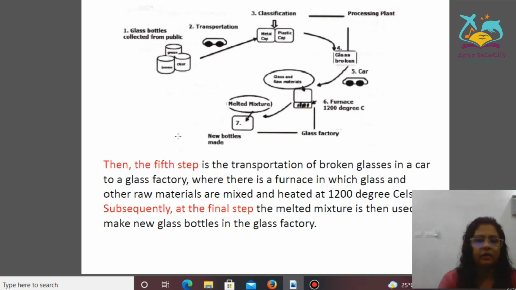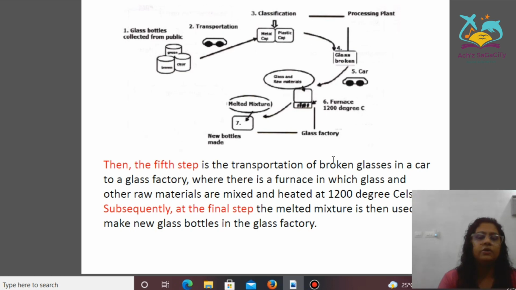Then the second body paragraph, we can continue with the process. Then the fifth step, that's the next connector, is the transportation of broken glasses in a car to a glass factory where there is a furnace in which glass and other raw materials are mixed and heated at 1200 degrees Celsius. Then the next one, subsequently, at the final step, the melted mixture is then used to make new glass bottles in the glass factory. So that's about the report.